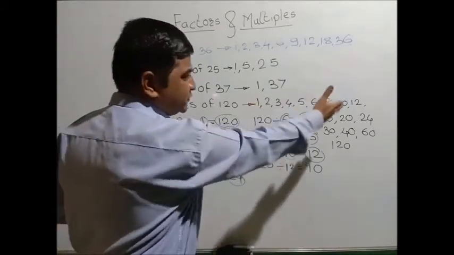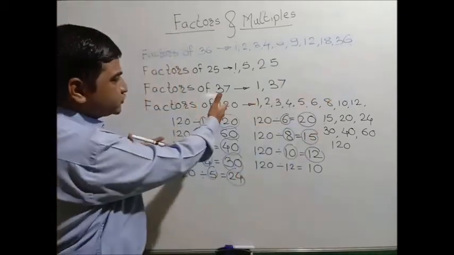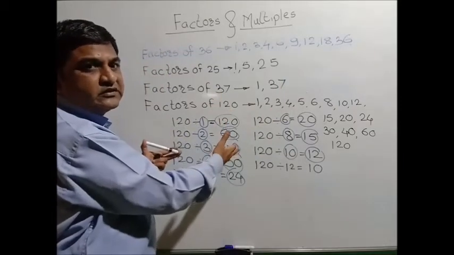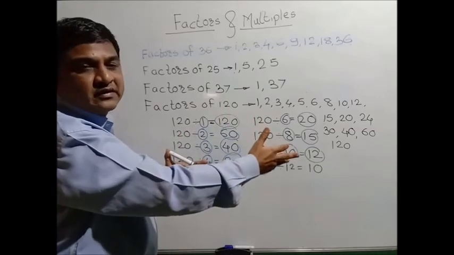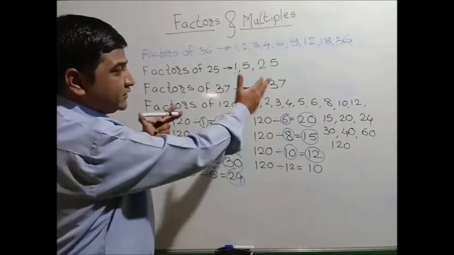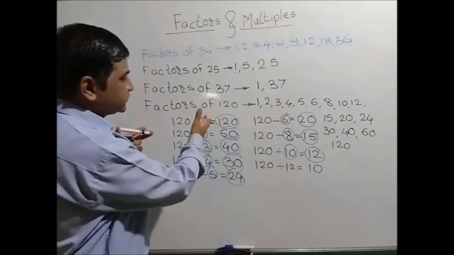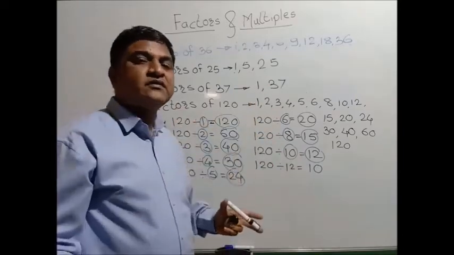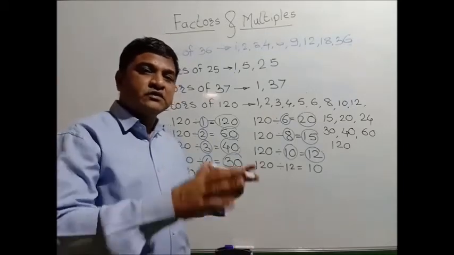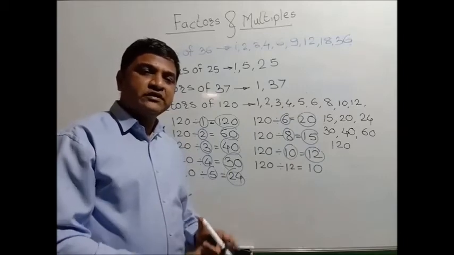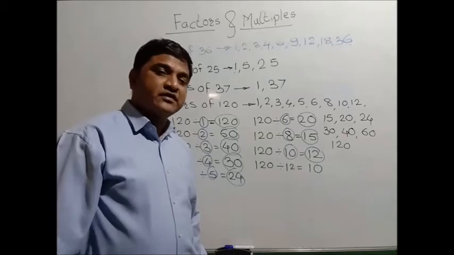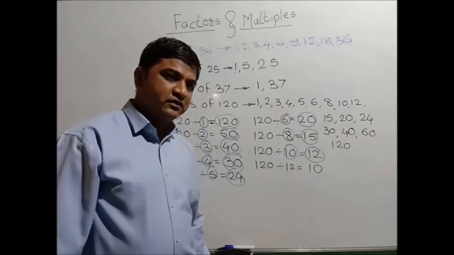See, all these numbers are saying that we are going to divide 120 exactly into equal parts, without leaving any remainder. We are not keeping any remainder behind. That's why they are known as the factors of this number. So it's very clear that the factors are all the numbers which divide the given number exactly without leaving any remainder. If any remainder is left, then it cannot be said to be a factor of that number.